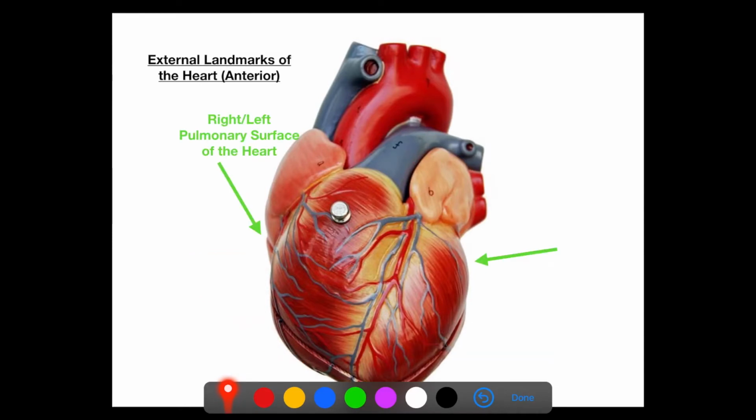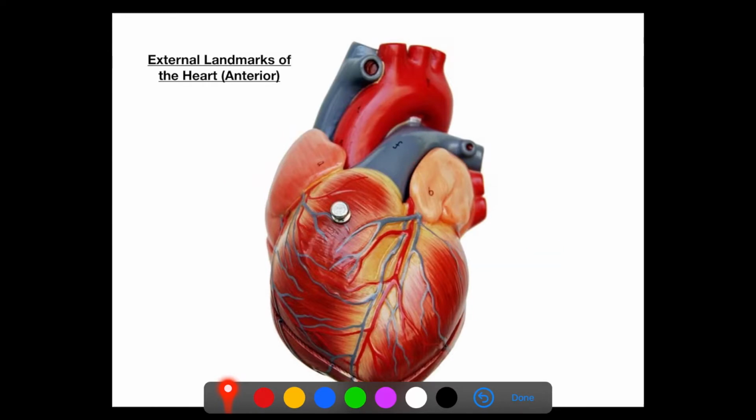The next set of surfaces we have are called the pulmonary surfaces. And the reason why they're called pulmonary surfaces is because there are lungs on either side of the heart, on the right side and on the left. So make sure you are specific when identifying the right and left pulmonary surfaces of the heart, because you need to be left and right specific when referring to these surfaces.